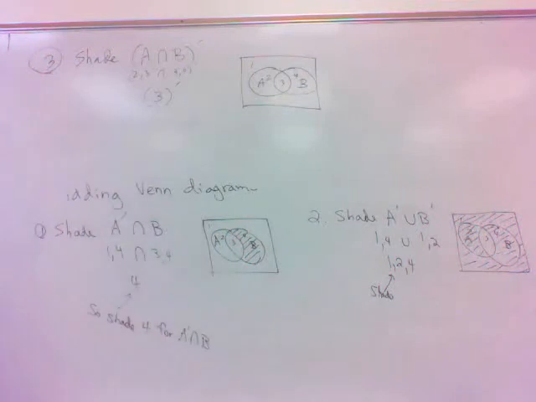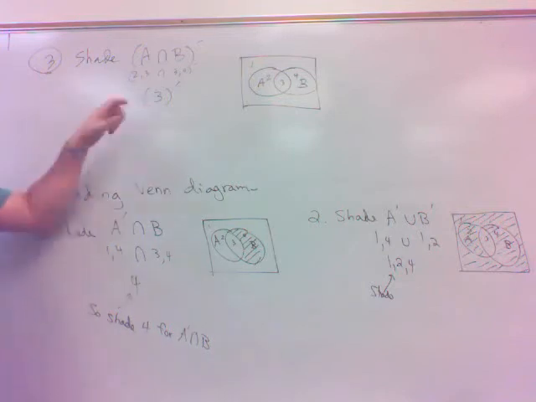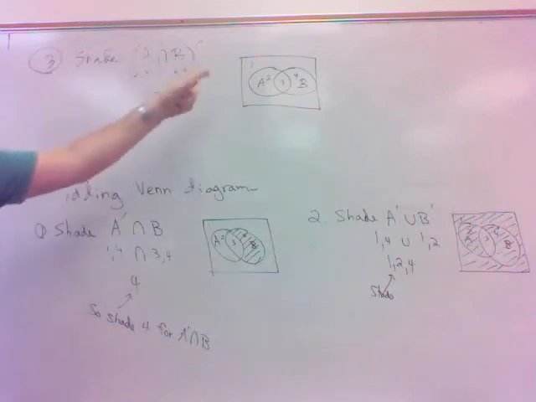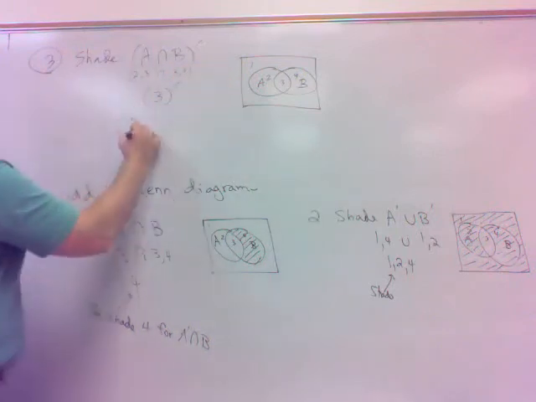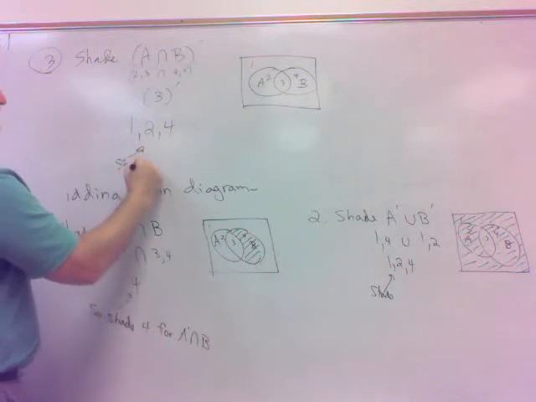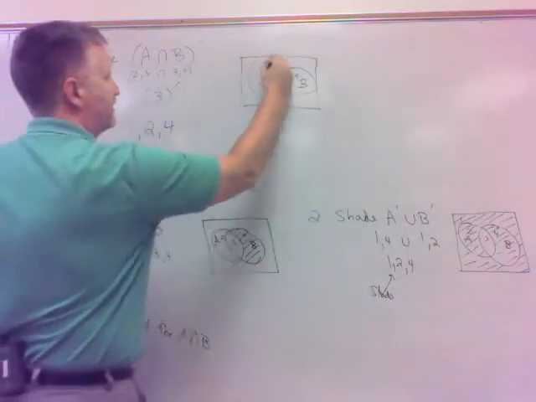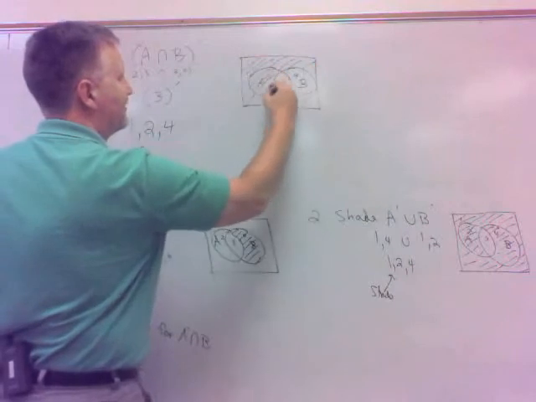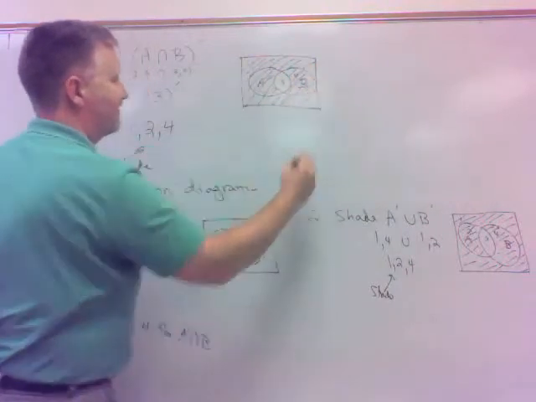However, there's a complement on the outside. What does a complement mean? Well, it's not in there. So the inside's 3, but I want to complement that. So what's the complement of that? 1, 2, and 4, isn't it? That's what I shade for this set. 1, outside part, 2, and 4. Everything but 3 again.